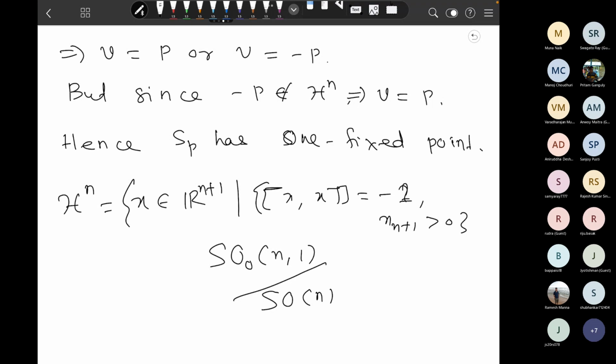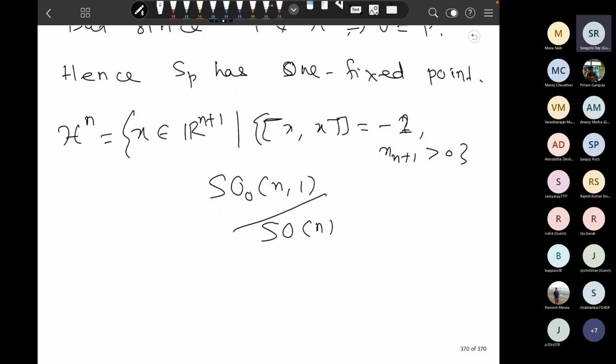Actually, sir, I am not getting your question properly. My question is, according to me, Hn is what you have written below, SO_0(n,1) mod SO(n). Suppose the description of Hn which you have written above doesn't make any sense to me. It still has to be a Riemannian symmetric space. So there should be a way to define the map SP on this homogeneous space, on this quotient space. What is that SP?